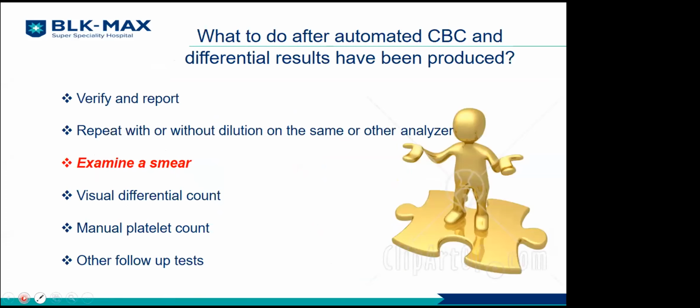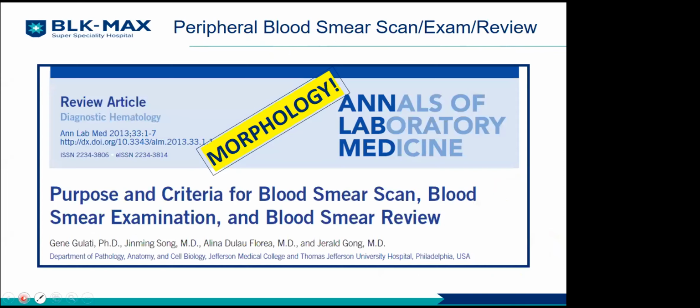So what do you do after an automated complete blood count and a differential count has been produced? Obviously, we all verify the report, and verify the report only after the fact that we may not need to dilute the sample first, or repeat it with or without dilution or on some other analyzer. Sometimes you would like to definitely look at a smear and then review the visual differential counts. And many a time you might want to actually look at the manual platelet counts and maybe even do follow-up tests, just the way my predecessor was talking about doing NS1 antigen in a dengue case.